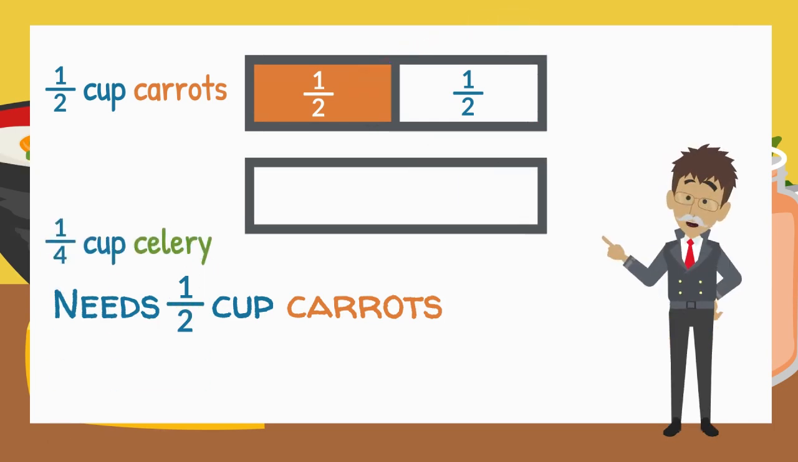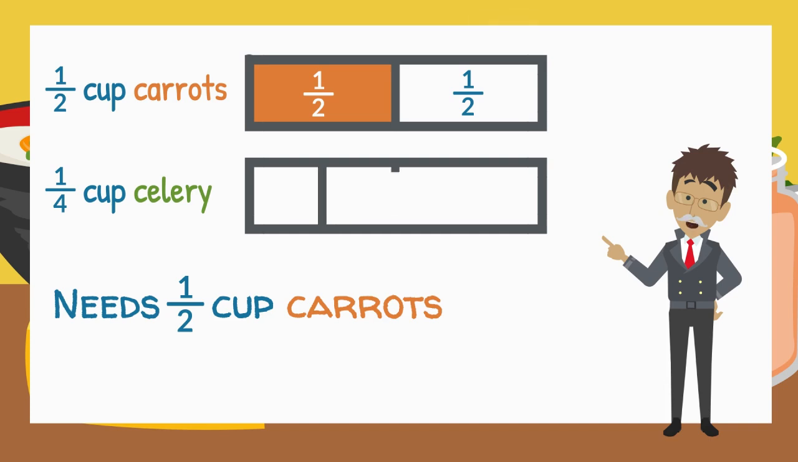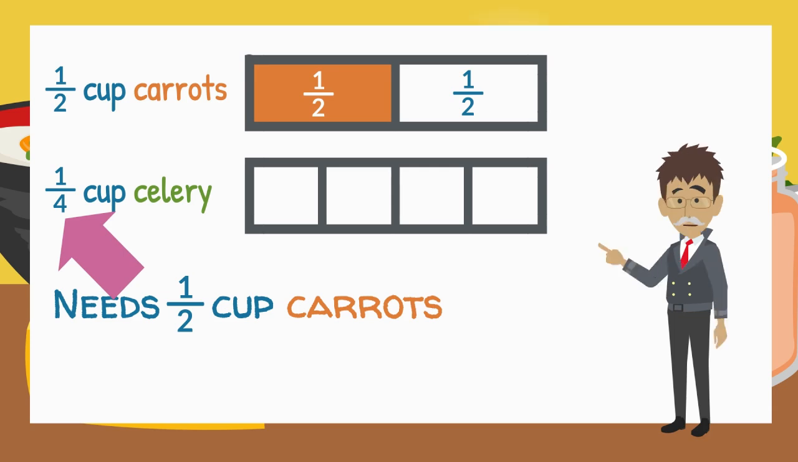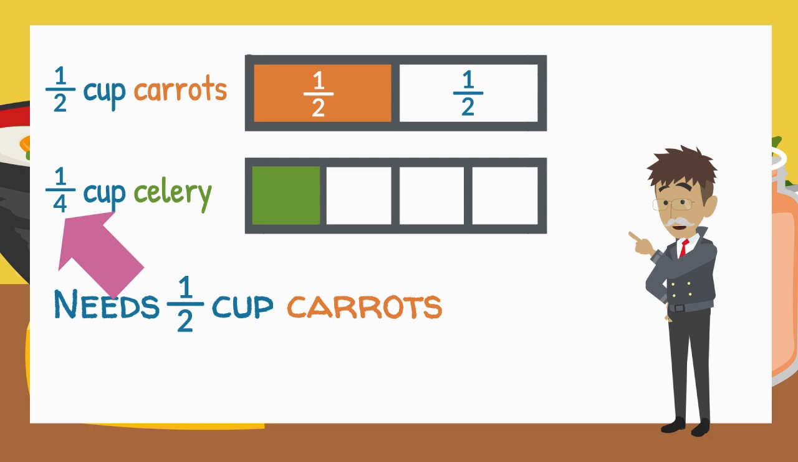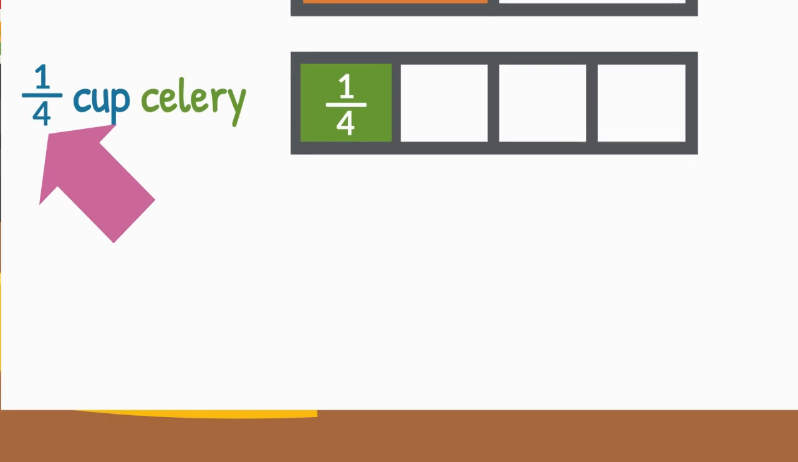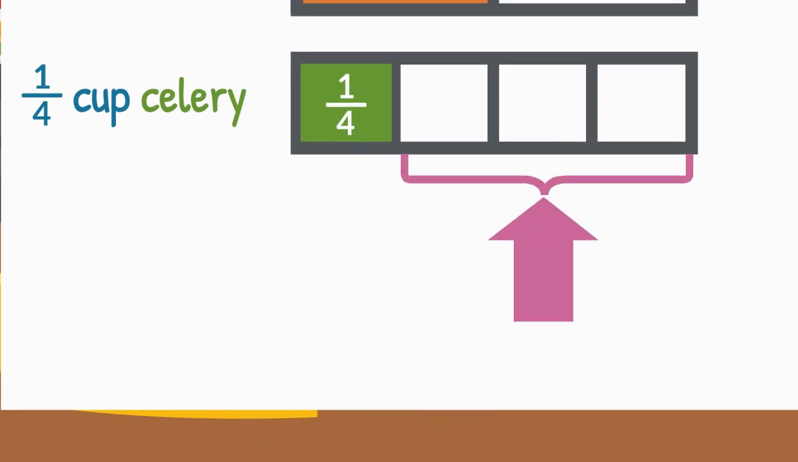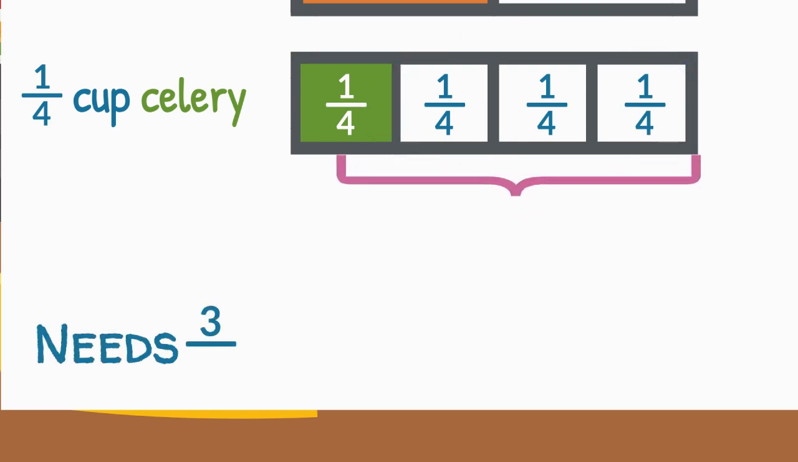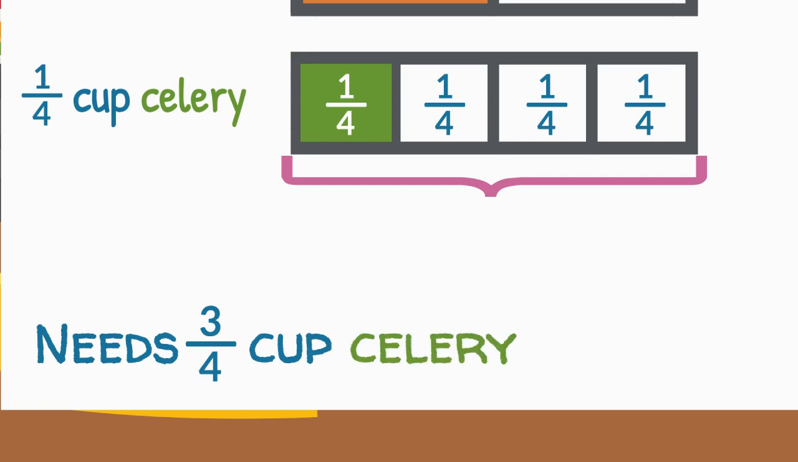Now let's do the same for celery. This time the bar is divided into 4 equal pieces because the denominator of the fraction representing celery is 4. I shade in 1 piece because the numerator is 1. This bar represents 1 part out of 4, or 1/4. To see how much more celery Kayla needs to have a cup, we again look at the unshaded part. In this diagram, 3 parts are needed to shade in the whole bar. Since we need 3 parts, the numerator is 3. The bar is cut into 4 equal-sized pieces, so the denominator is 4. Therefore, Kayla needs 3/4 cup of celery more to have 1 cup.